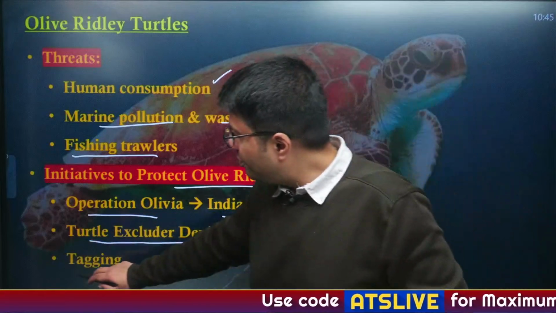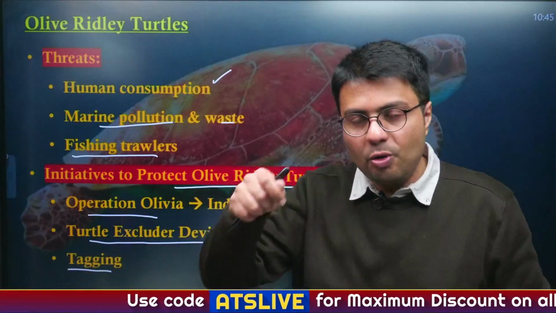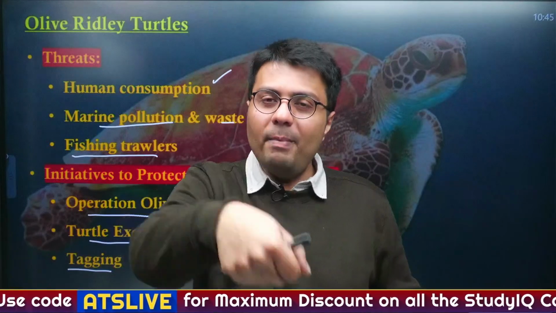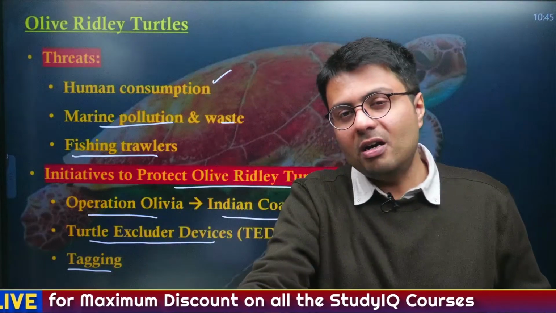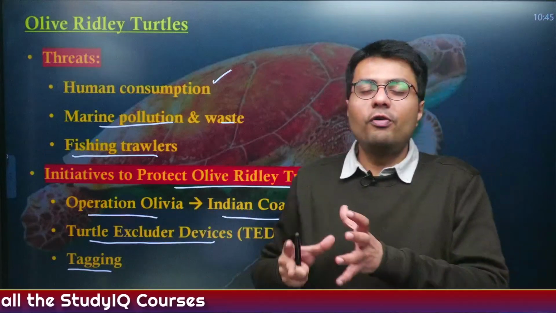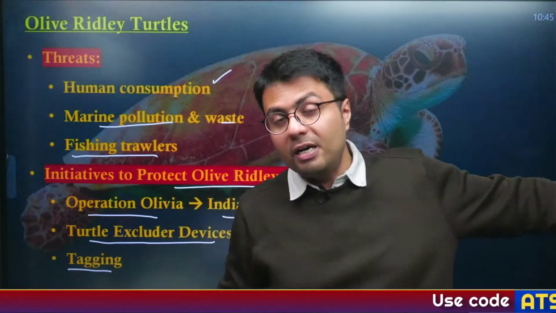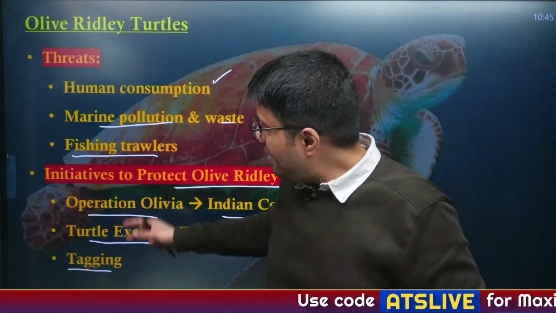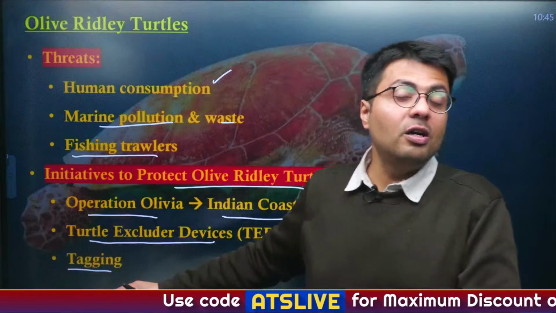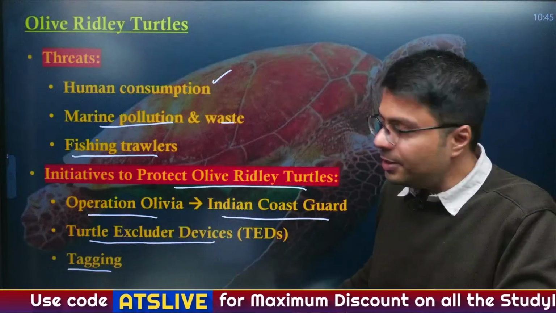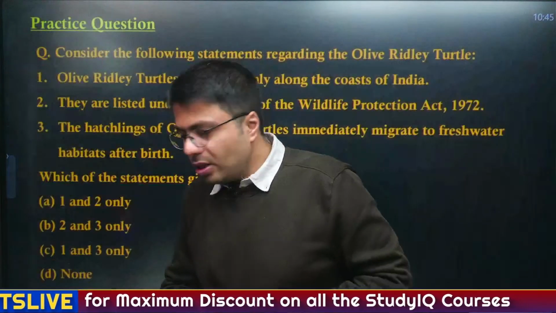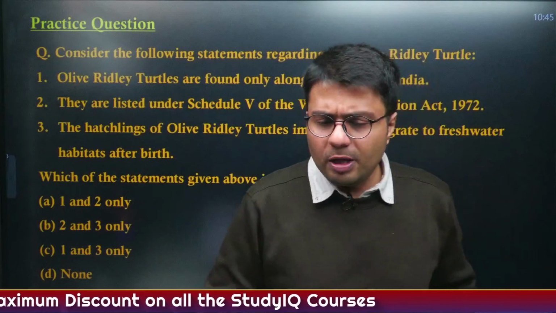Further, the process of tagging also took place, as geotagged tags were attached to the olive ridley turtles, so as to understand what areas they inhabit or what kind of areas they use for the process of arribada, and these areas can be made safe from human encroachment, so as to give the time and place for these olive ridley turtles to lay their eggs. Understood? Now, based on this information, let us now try to solve the practice question.